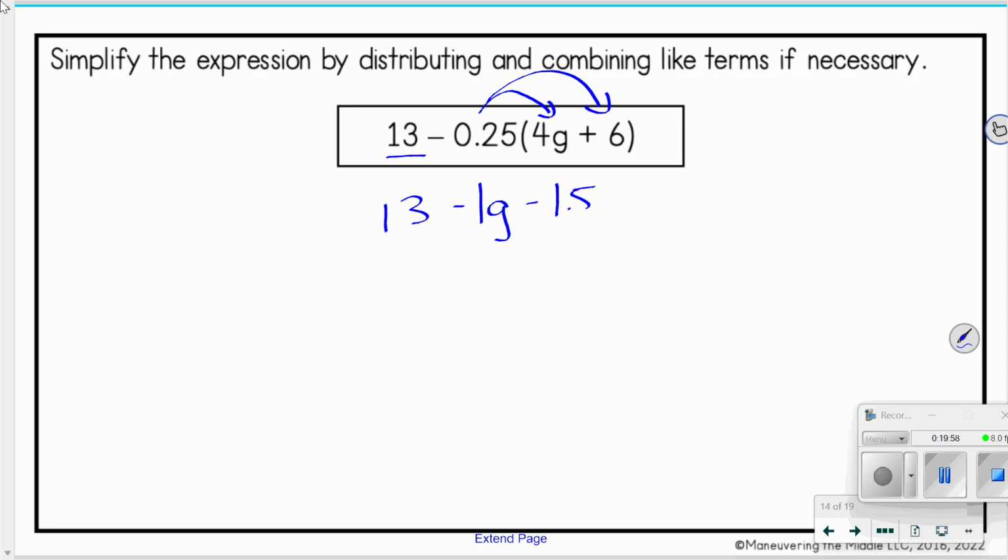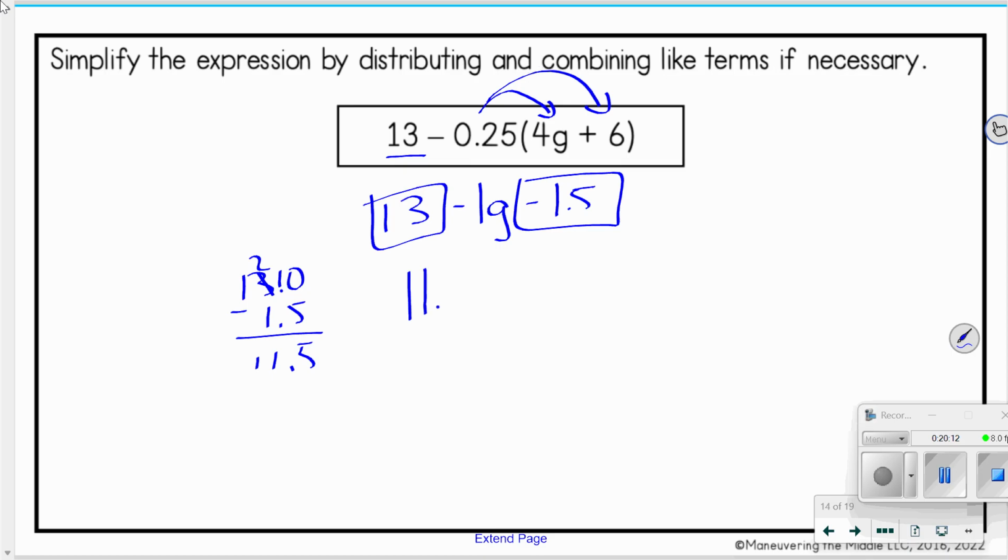Now I'm looking at my numbers. I have a 13 and a negative 1.5. Opposite means that they're going to fight. 13 minus 1.5. I need to add my trailing 0. Becomes a 5, 1, 1. The bigger guy is positive, so that becomes 11 5/10 minus g.